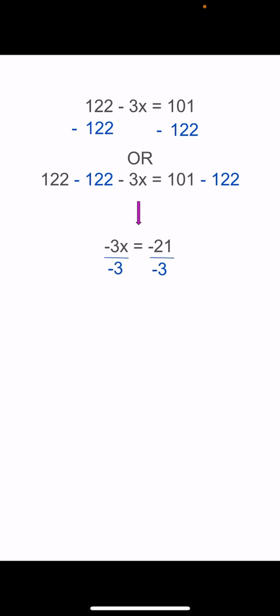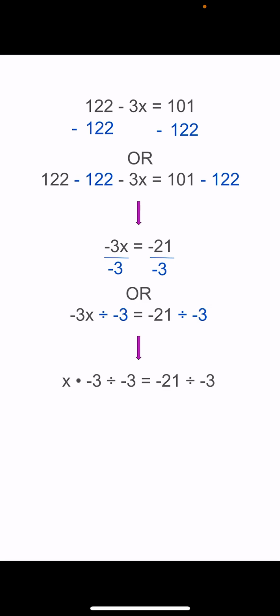So you divide by negative 3, and you get negative 3x divided by negative 3 equals negative 21 divided by negative 3, which can be written as x times negative 3 divided by negative 3 equals negative 21 divided by negative 3. And you just write, negative 3 divided by negative 3 is 1, so x times 1 equals 7, and x equals 7.